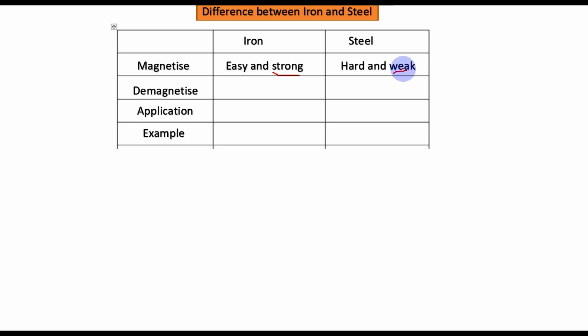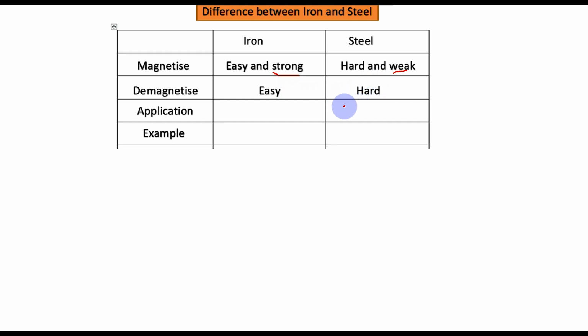What about in terms of demagnetization? Iron, being easy to get the ability to attract, at the same time becomes strong. But when it comes to demagnetization, iron easily gives out that ability to attract. But steel, even if it is very difficult for it to get the ability to attract, at the same time, it is very difficult for it to give out the ability to attract. I hope you're seeing those differences.